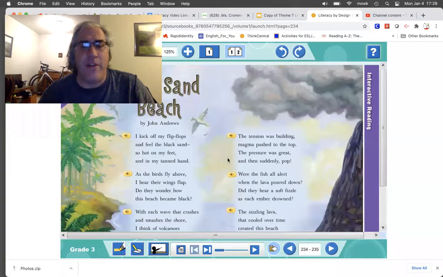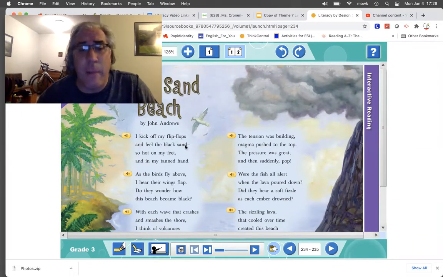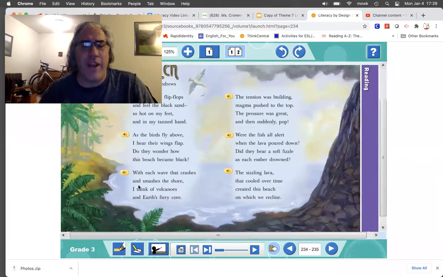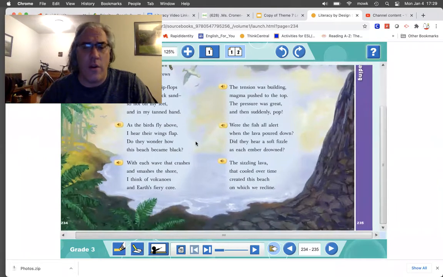All right. And here we are on page 234. It says Black Sand Beach by John Andrews. I kick off my flip flops and feel the black sand, so hot on my feet and in my tanned hand. As the birds fly above, I hear their wings flap. Do they wonder how this beach became black? With each wave that crashes and smashes the shore, I think of volcanoes and Earth's fiery core.